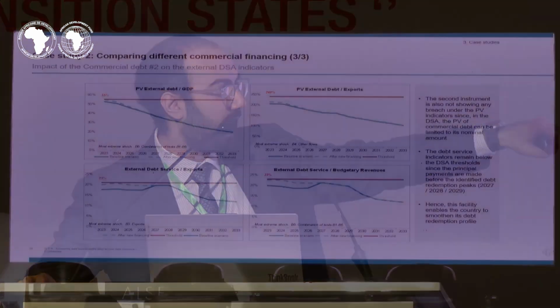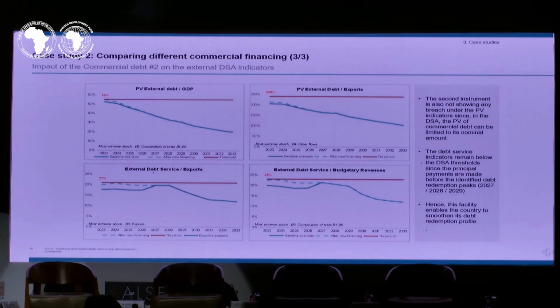When we compare it to the second instrument that we have been receiving proposals for, well, this one actually, the repayment schedule is happening before the peak. So that's why when you are looking at the DSA profile, the additional debt service that you are looking at is before the peak, right? What you can see here is on the debt service to export and debt service to revenue ratios, so the two ratios at the bottom of the slide, you see where the additional debt service lies, it's happening during the first year of the loan.